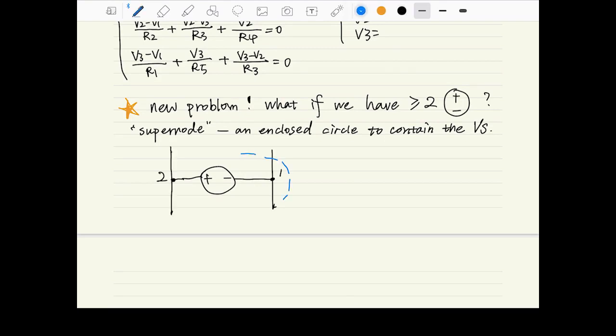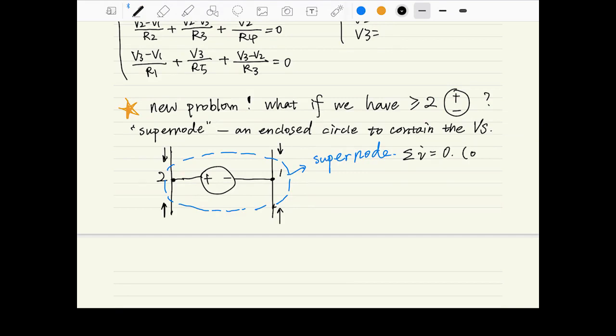But a new problem comes out. What if we have two or more voltage elements in the circuit? How can we choose the reference node? And also, I don't have an idea about the resistance or currents flowing through that voltage source. Well, that's a great question.